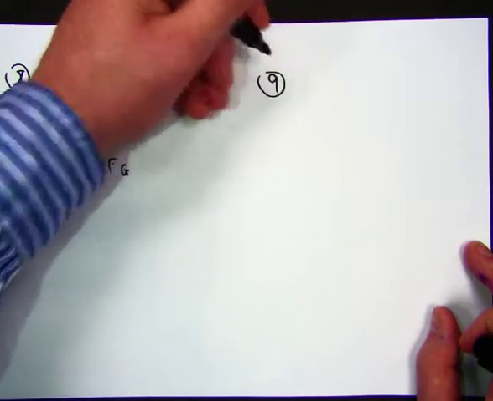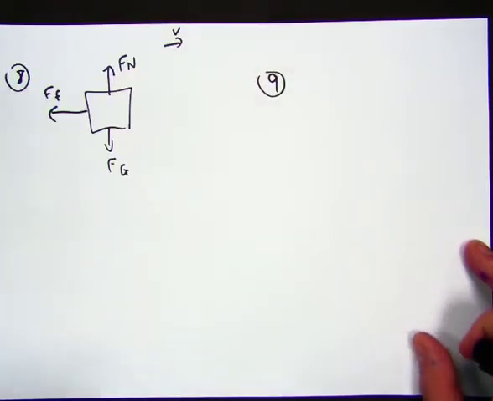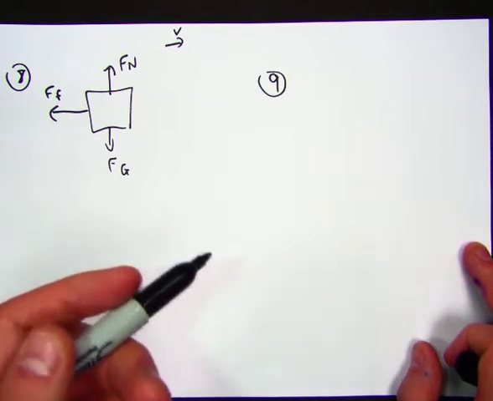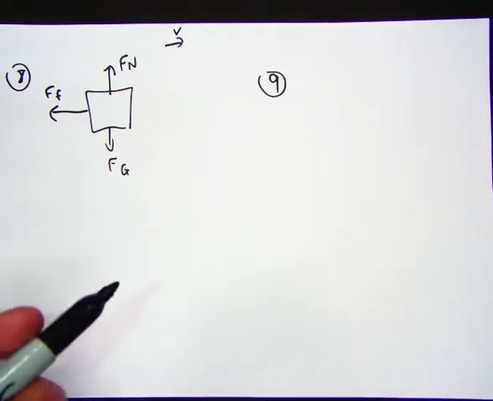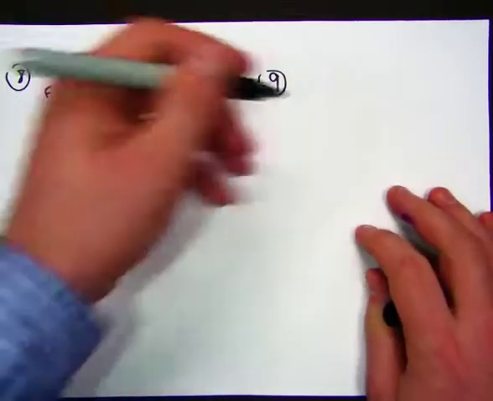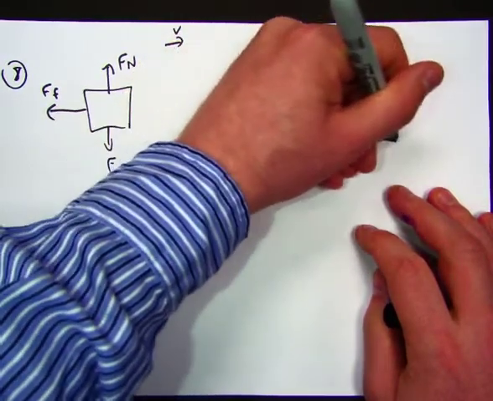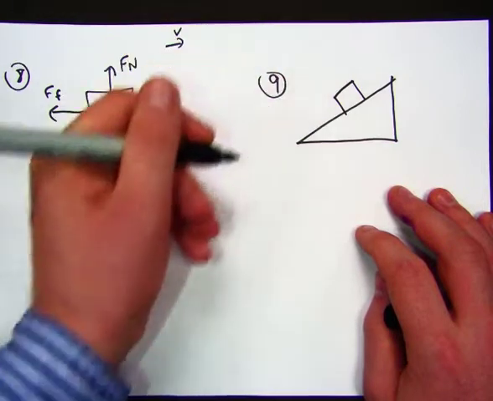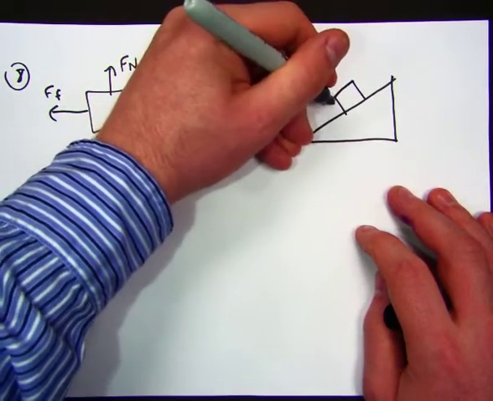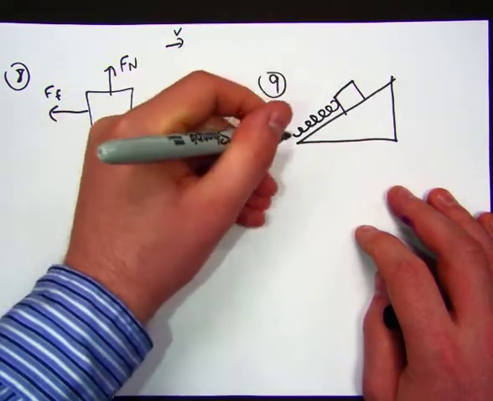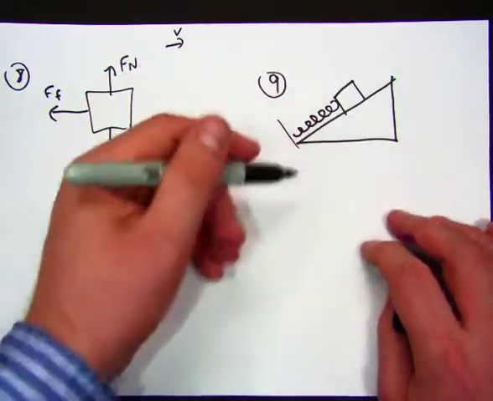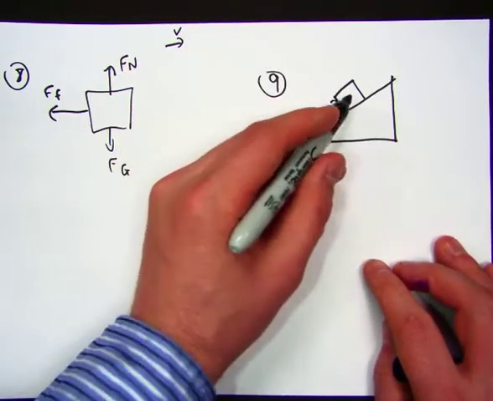And number 9, a block is at rest on a sloped frictionless surface. It is prevented from sliding by a compressed spring at the bottom of the slope. A little awkward. I'll just show you what this means. If I have a picture here, here's what the picture looks like. There's a block. It's prevented from sliding because there's a spring right here. Okay, and I'm attached to a wall here, but there's a spring. So this is what it looks like. What would the free body diagram for that object look like?